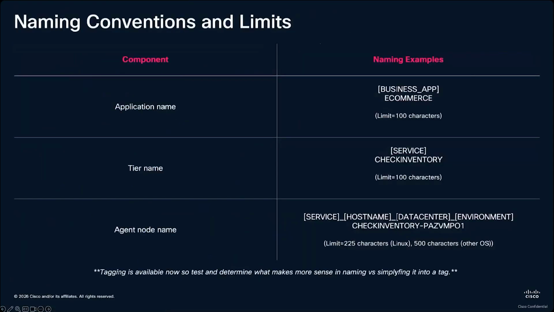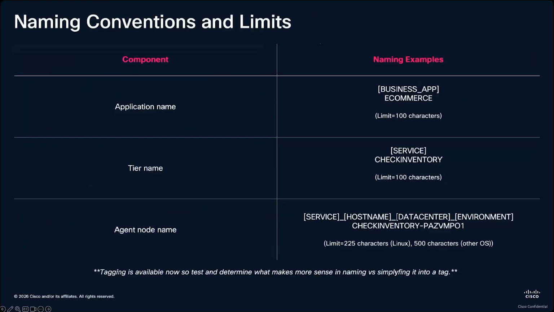All right. Naming conventions and limits. Here we're referring to the application name, the tier name, and the node name. That's really the main objects of APM monitoring. AppDynamics has a character limit, of course, for the application and tier names. That can be up to 100 characters, and agent node names can be longer. I think it's important for you to think about how you want to standardize things across the board when you're picking things like these. So you're going to follow generally a standard for your app name, tier names, or your node names. And my colleagues here will talk about some of those.